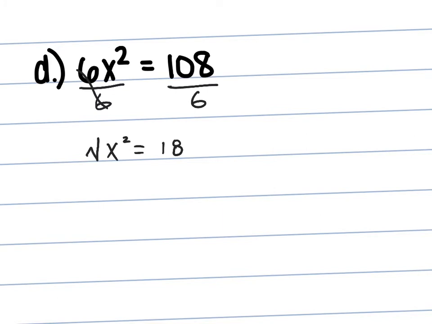Okay, take the square root of both sides. And we get x is equal to plus or minus the square root of 18. Riley, you want to attack this one for me? You think you got it? Yeah. So it'd just be x equals plus or minus 9.